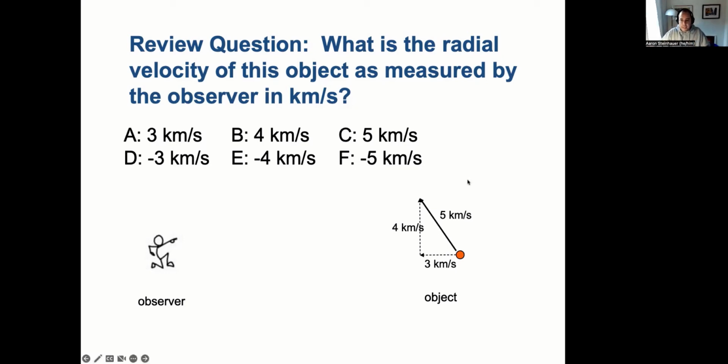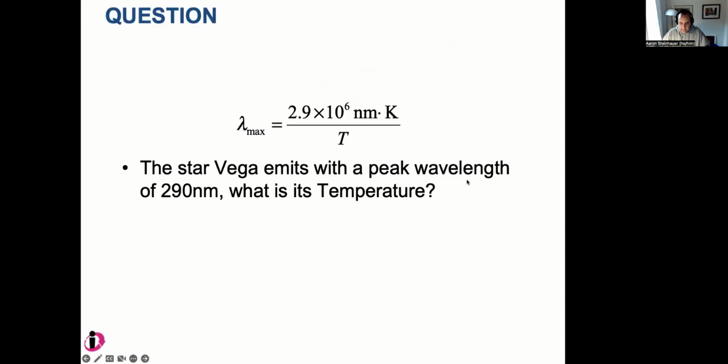So we did one example. Let's do another example here, and we can see how this works. So here is the formula we wrote down last time. Lambda max equals 2.9 times 10 to the 6 nanometer kelvins divided by temperature. And the question is, the star Vega emits with a peak wavelength of 290 nanometers. What is its temperature?